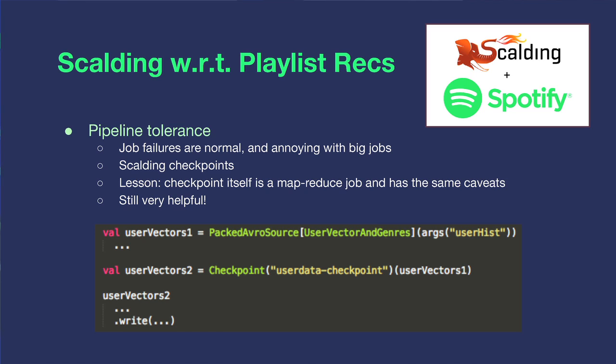Another thing that Scalding has really helped us tackle is pipeline tolerance. Job failures are pretty normal in the Hadoop world, and it's really annoying with big jobs. Take an example of a job that runs for 7 hours and it fails after 6 hours. Well, then you go and make a change, and you run the full job again. It runs for 6 hours again and fails again between the 6th and 7th hour. Well, that's a really, really tough job.